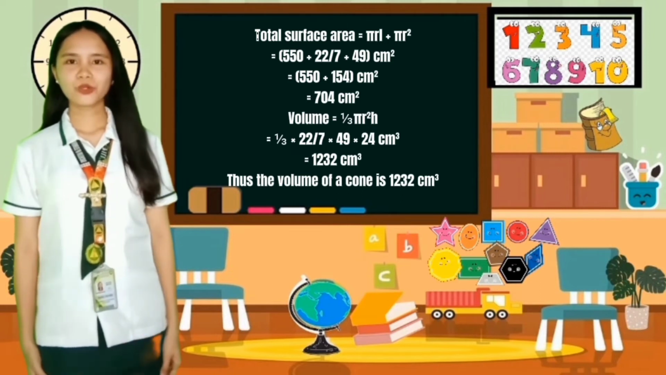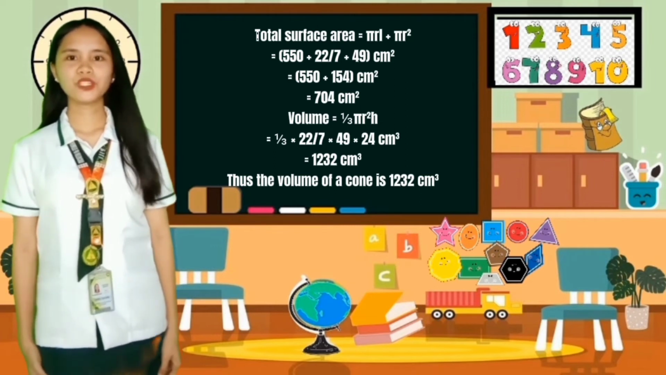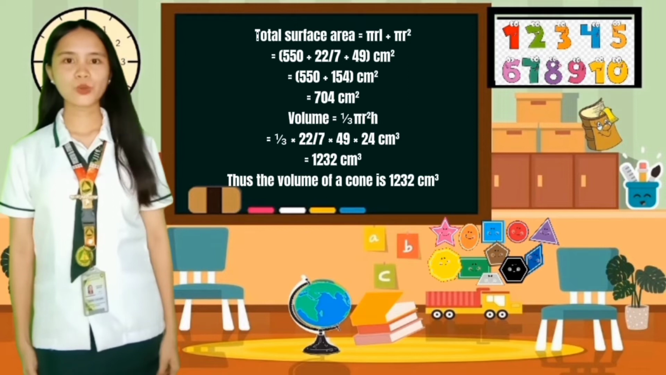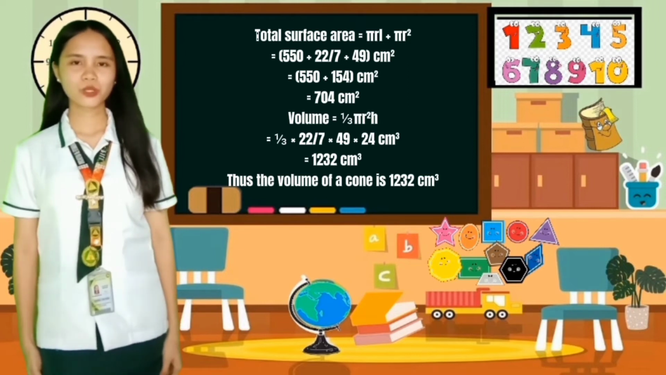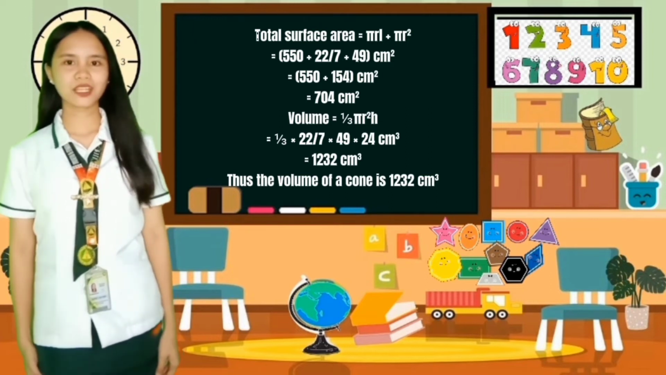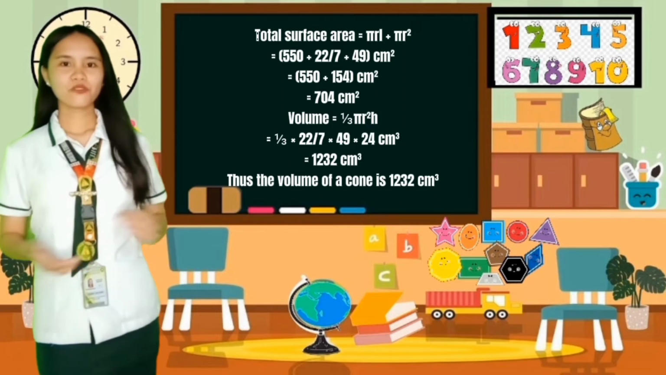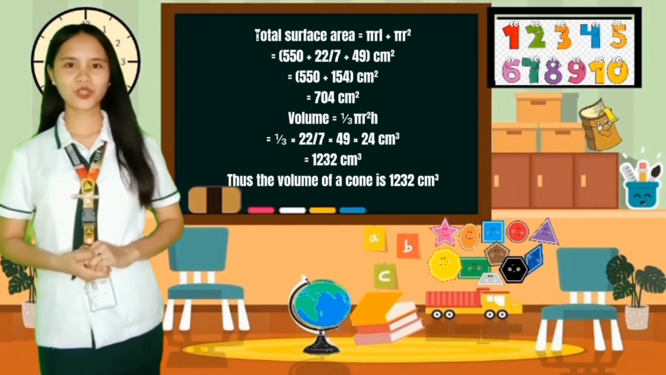Volume is equal to 1/3 times πr²h, which is equal to 1/3 times 22/7 times 49 times 24 cm³, which is equal to 1,232 cm³. Thus, the volume of the cone is 1,232 cm³.